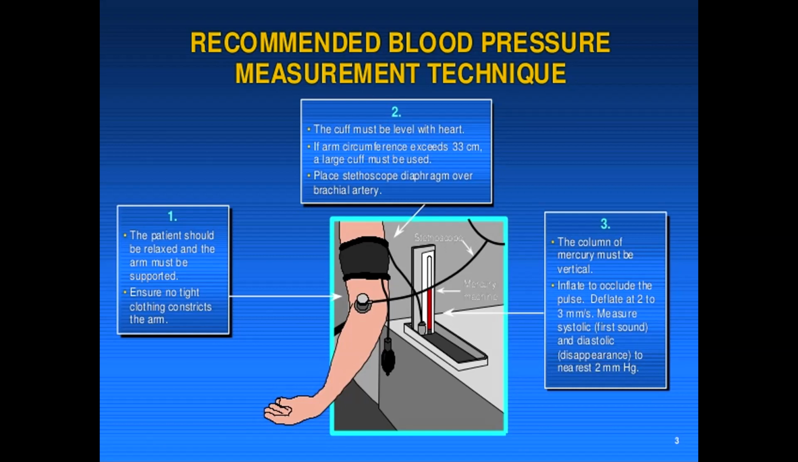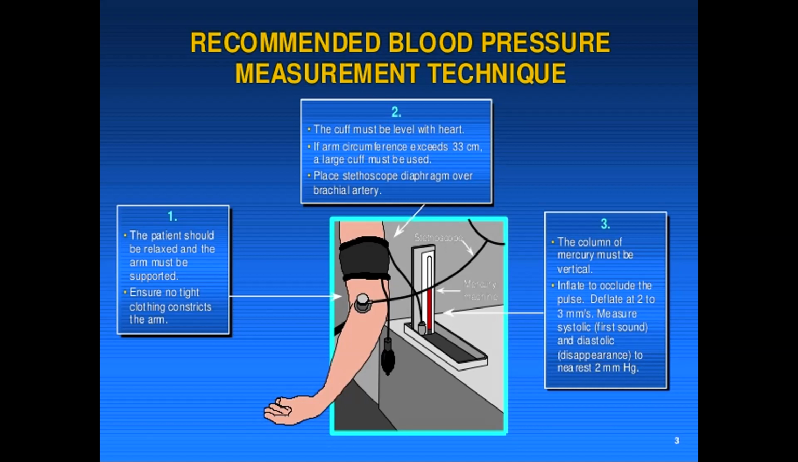His arm must be supported on an armchair or the doctor's desk, and he should be seated on a chair with back support. There should be no tight clothing or constriction around the arm. The cuff must be at the level of the heart, and if the arm circumference is more than 33 centimeters, a larger cuff rather than a regular cuff attached to a sphygmomanometer must be used.